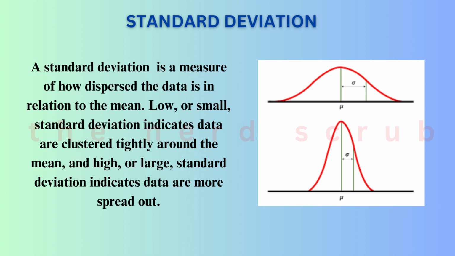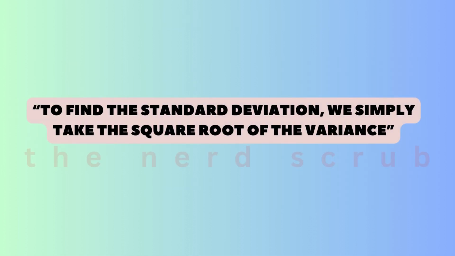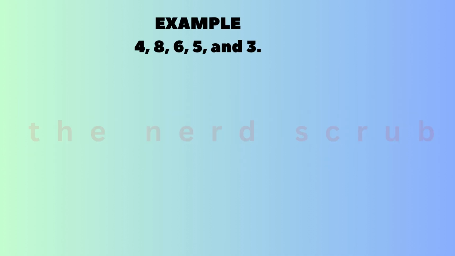So standard deviation is a measure of the amount of variation or dispersion in a set of values, and it provides us with an indication of how spread out the values in a data set are from the mean. To calculate the standard deviation, first we need to calculate the variance, and then we will find the standard deviation. Consider this data set.